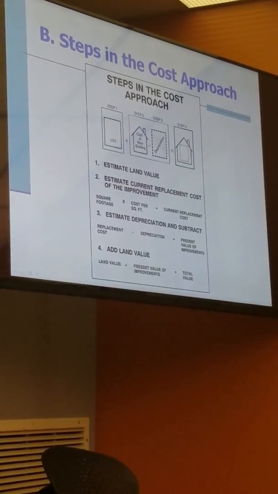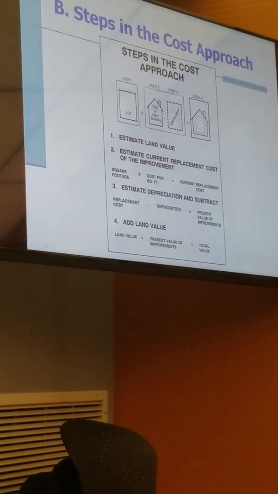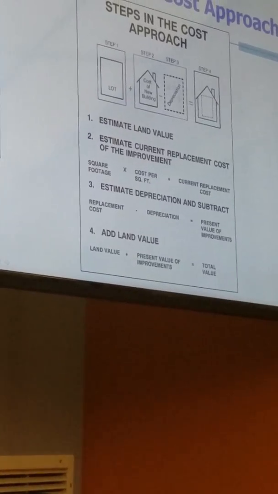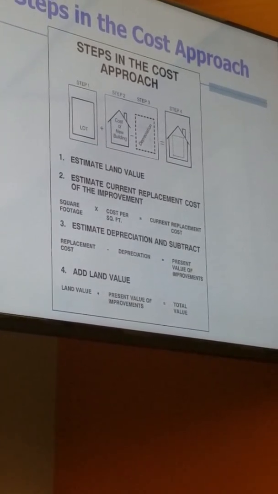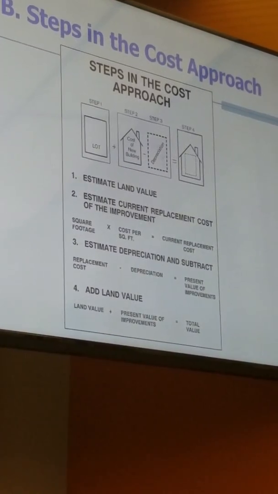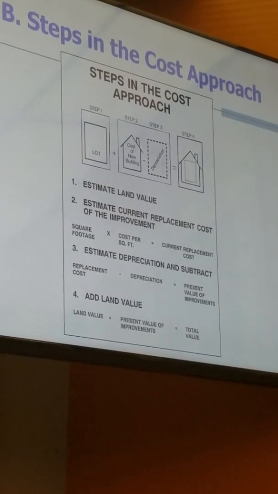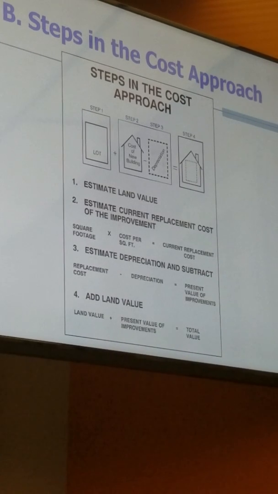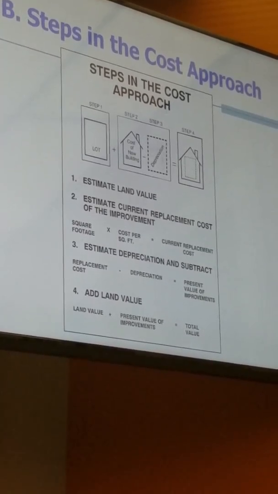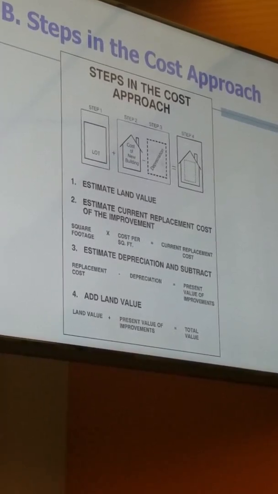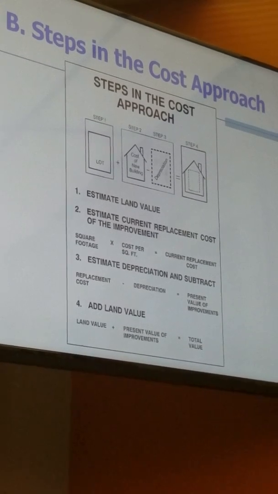So here are the steps in the cost approach. You estimate the land value. You estimate the current replacement cost of the improvement. You multiply the square footage by the cost per square foot, which gives you the current replacement cost. And then you estimate the depreciation and subtract it, so the replacement cost minus the depreciation would equal the present value of improvements. And then you add the land value, so the land value plus the present value of improvements would equal the total value. There's a diagram of this in your book as well.